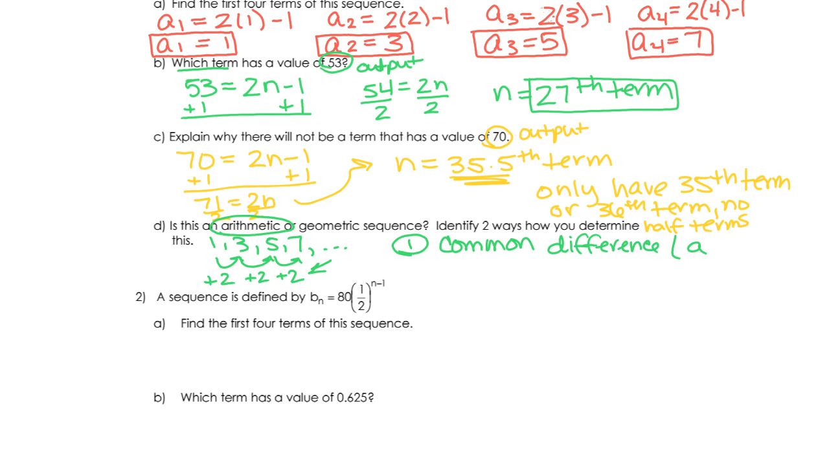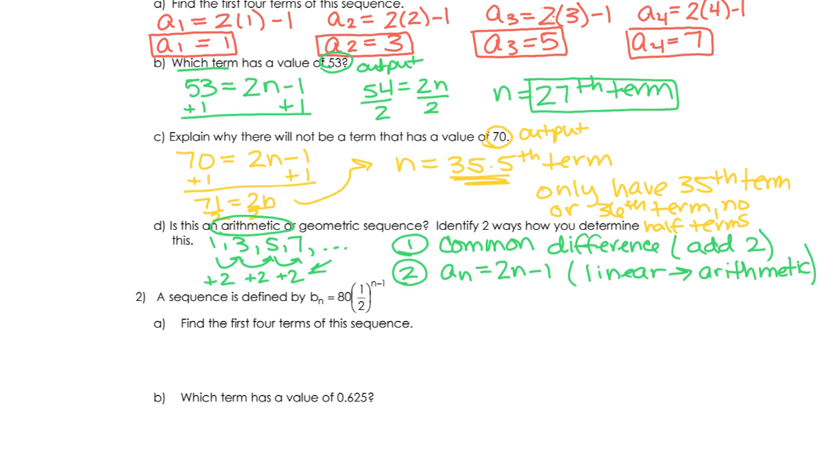Or a number that is adding. So we add 2 to get from term to term. That's one way we can tell. The second way we can tell is that the formula that we have, a sub n equals 2n minus 1, is linear. And arithmetic sequences model linear functions. And so that's our second way that we can tell.